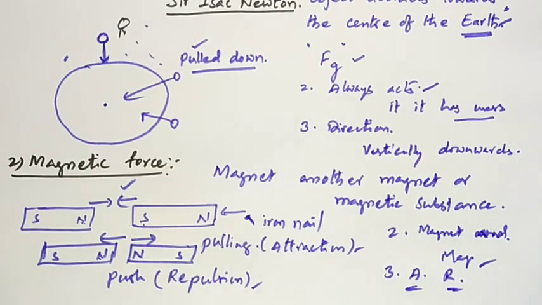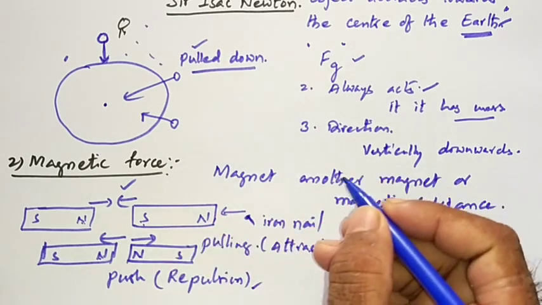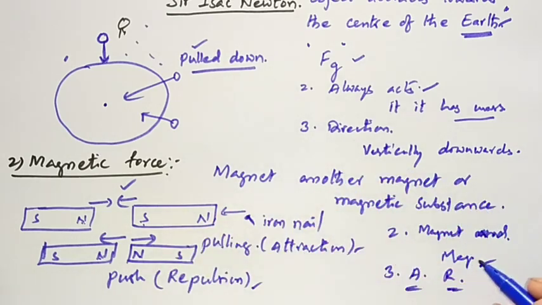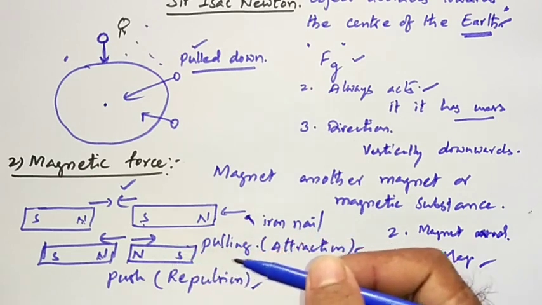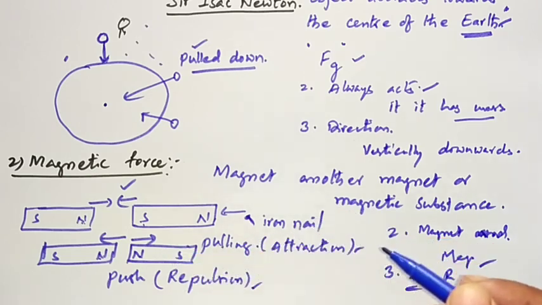When there is a magnet and another magnet or magnetic substances, then magnetic force acts. So it is two kinds: one is attraction and second one is repulsion. Attraction means it is towards, repulsion means it is away from that body. Clear? Now coming to the third one.